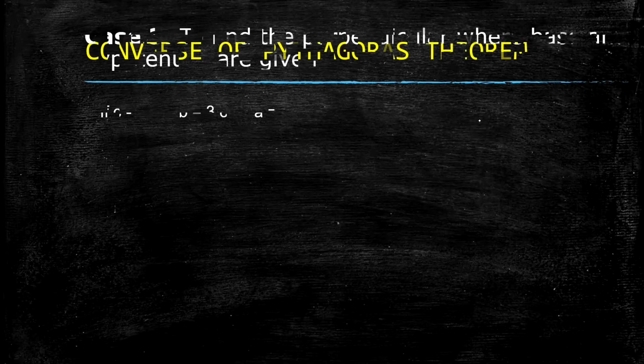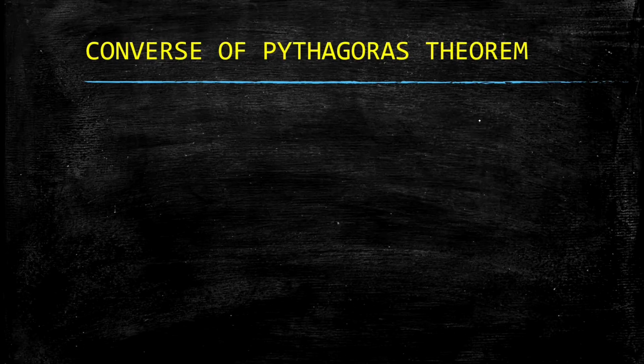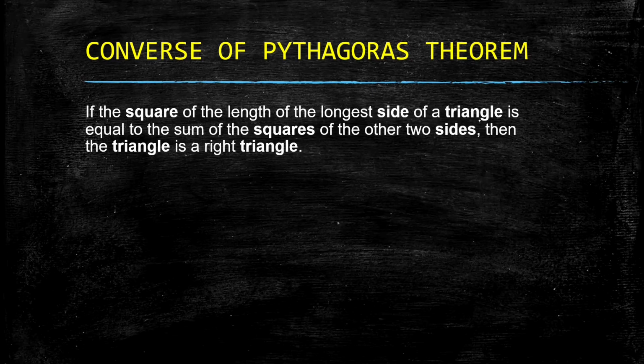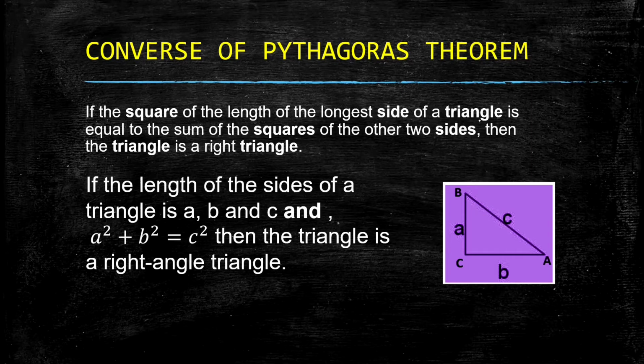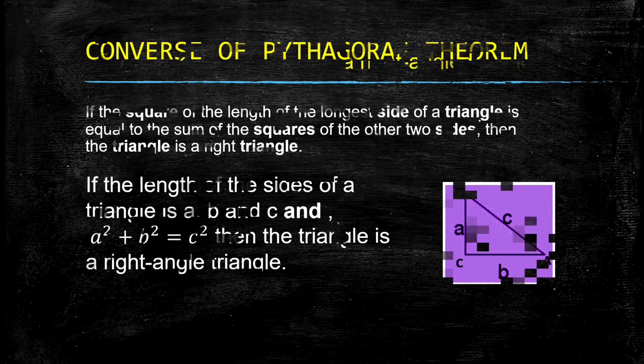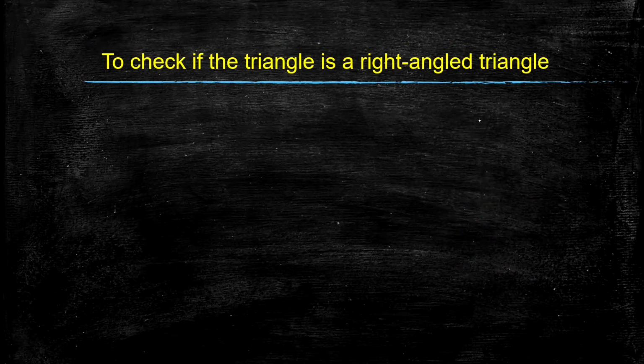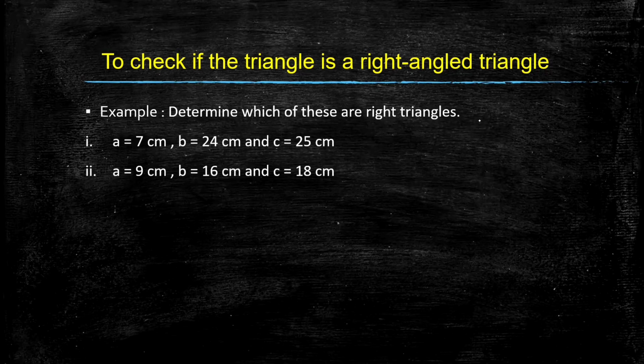Before we move ahead, let's quickly recall the Converse of Pythagoras theorem. If the square of the length of the longest side of a triangle is equal to the sum of the squares of the other two sides, then we say that the given triangle is a right angled triangle. Let's apply this to check if the triangle is a right angled triangle. In this example, we've been given the measurements of the sides of a triangle. Now we have to find if the given triangle is a right angle triangle.